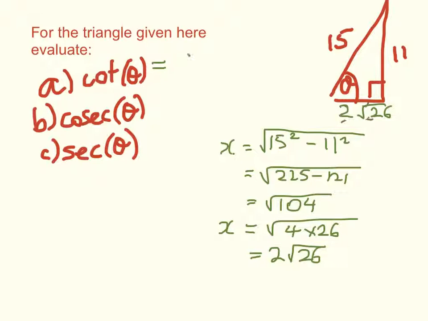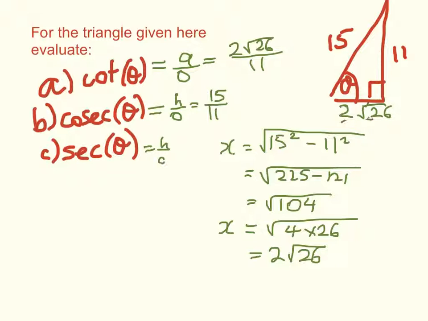Which gives me cot of theta is equal to the reciprocal of tan, not the inverse of tan, the reciprocal, a over o. So that will be 2 root 26 over 11. I can't simplify that. Cosec of theta is 1 over sine theta. So that will equal 15 over 11. Sec theta is 1 over cos of theta. So it's h over a. So that will be 15 over 2 root 26.